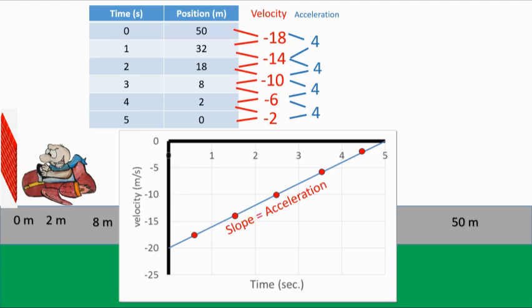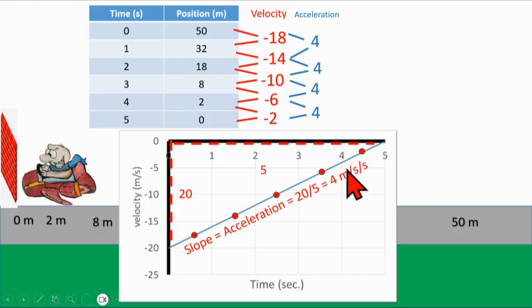The slope of this line should tell if the acceleration is going to be, it's a positive slope, so we're going to have a positive acceleration. Doing rise over run, you see that it goes up 20 over 5. What is 20 divided by 5? 20 divided by 5 is 4. And 4 is also the acceleration that we found using the numbers. So once again, the slope of the velocity graph always tells us acceleration.